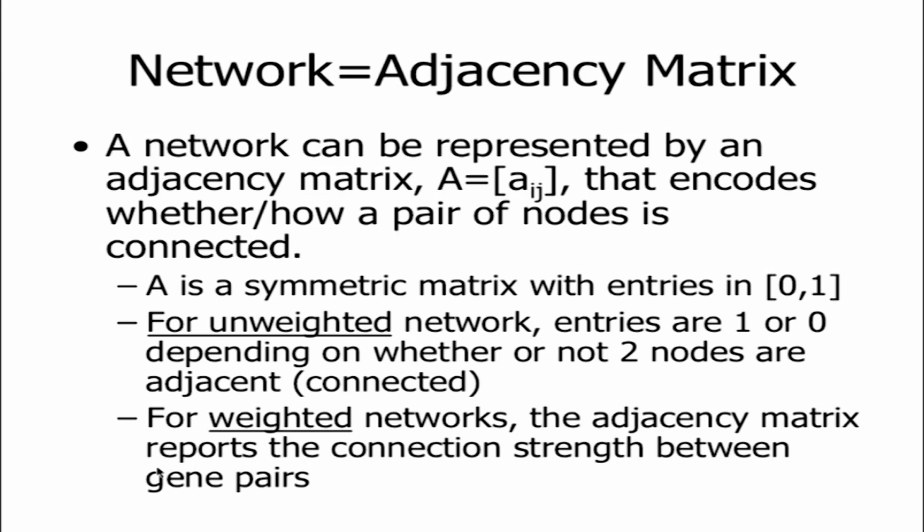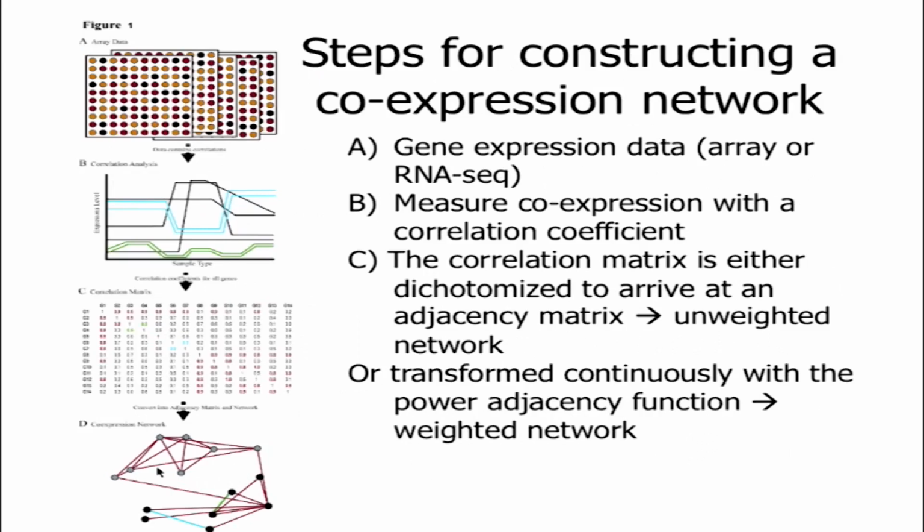So how do we get an adjacency matrix based on gene expression data, which could be array data or RNA-seq data? Well, the first thing we need to do is measure co-expression of genes. And we typically do that with a correlation coefficient. So just to be clear, what do I mean by co-expression? What does that really mean?